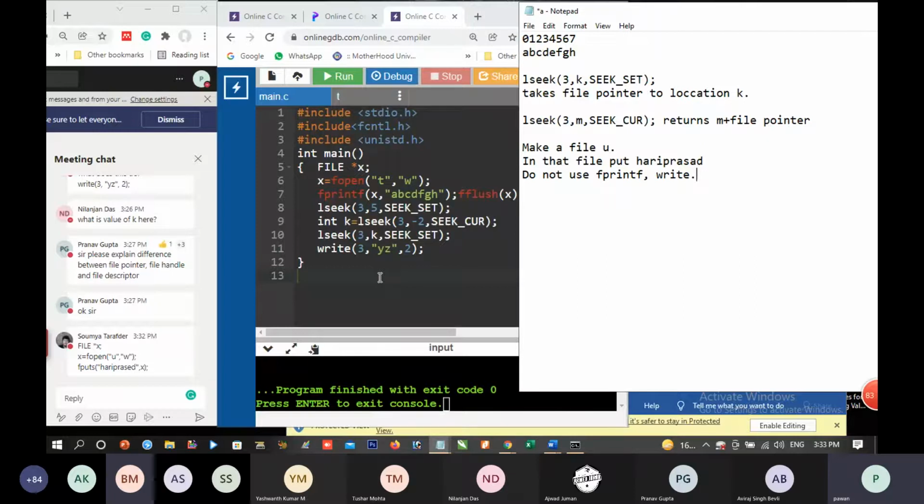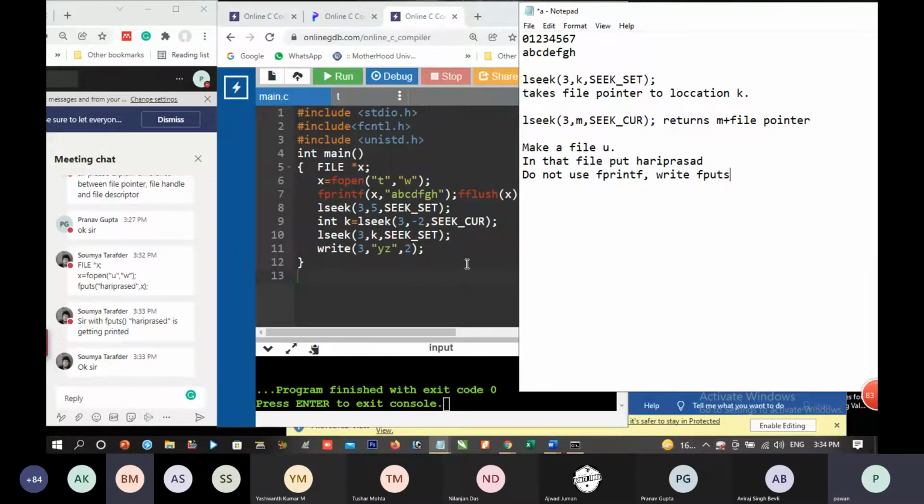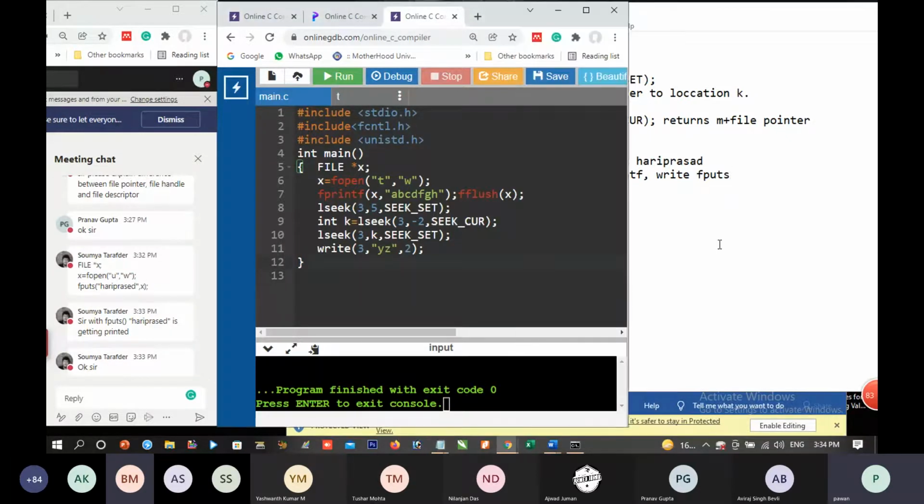Any student has got any doubt? Don't use fputs also. Did it print or go to the file location?